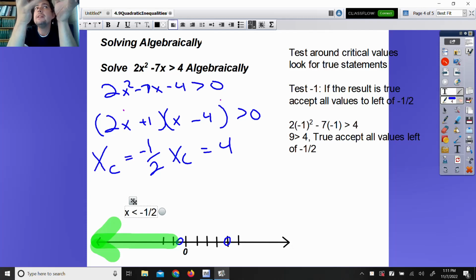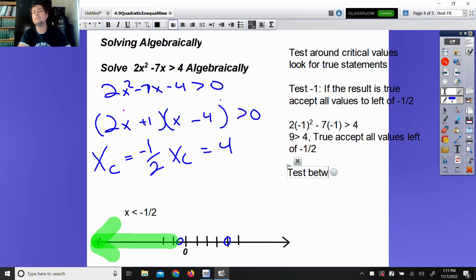All right, so I tested negative 1. What's something else you should test? We can do that, but you should also test something between. We need to test between critical values. Even easier. There's a number that's easier to test than 1 or 2: 0. Most of you can do that in your head. I hope all of you can do that in your head.